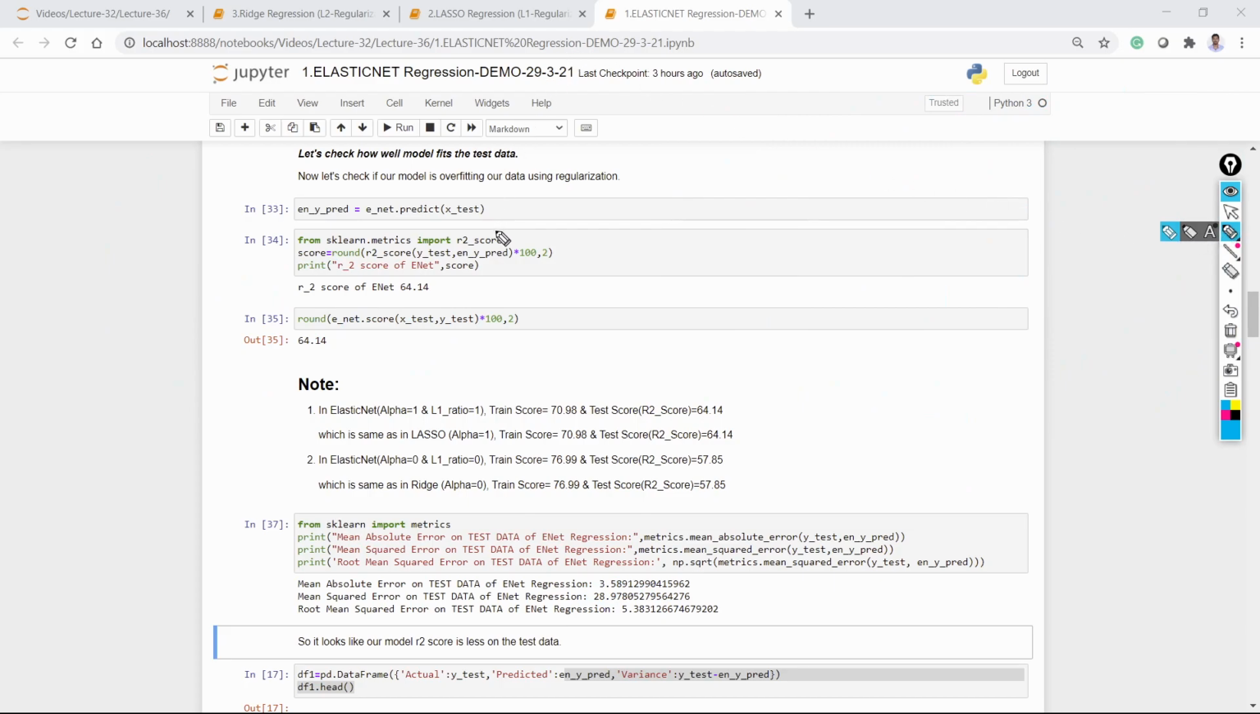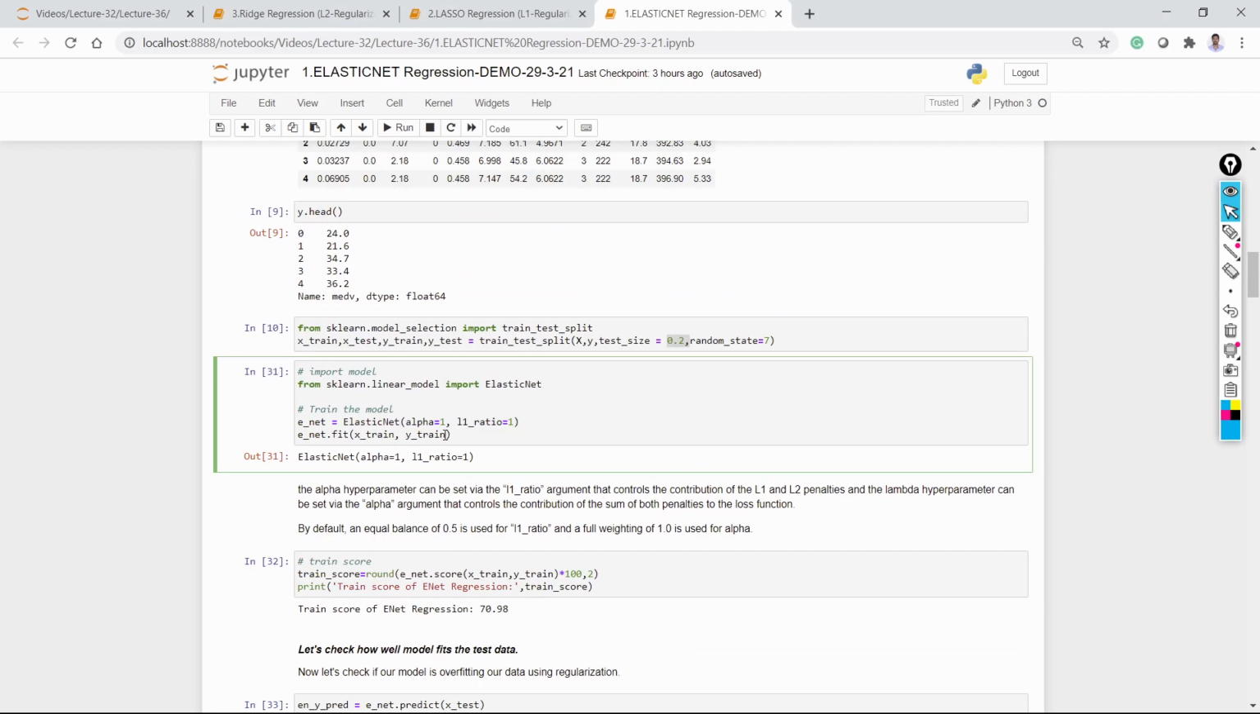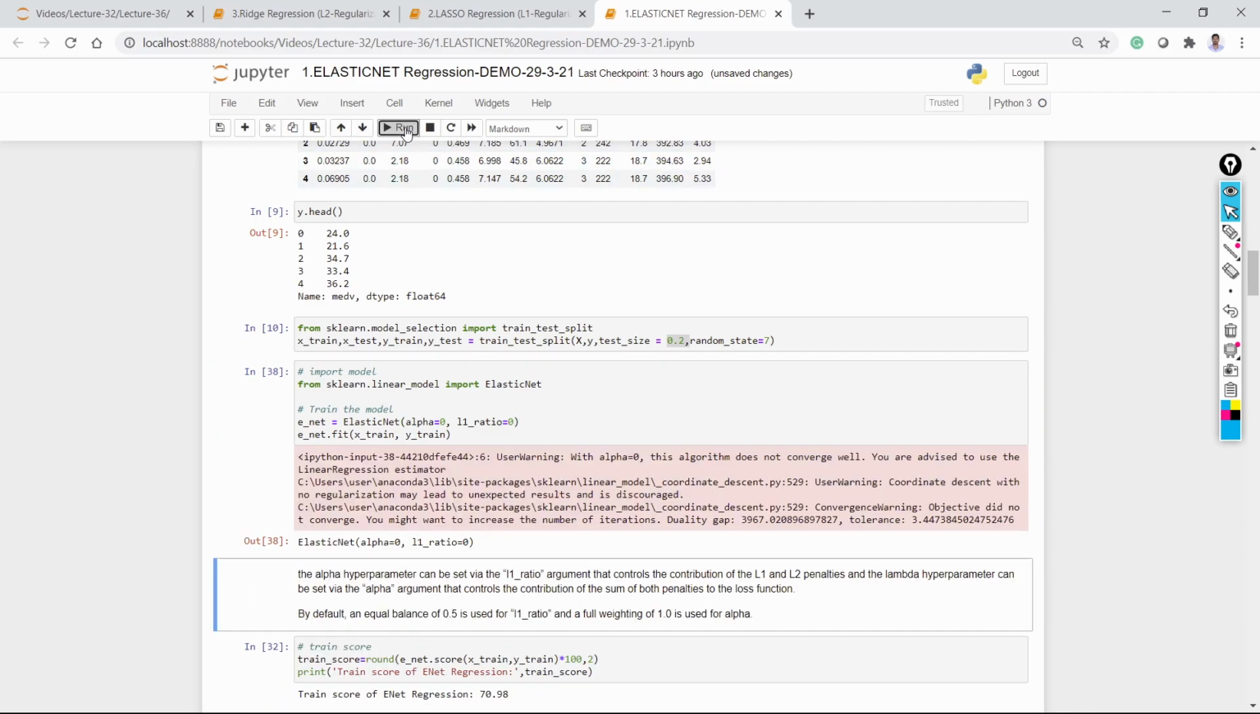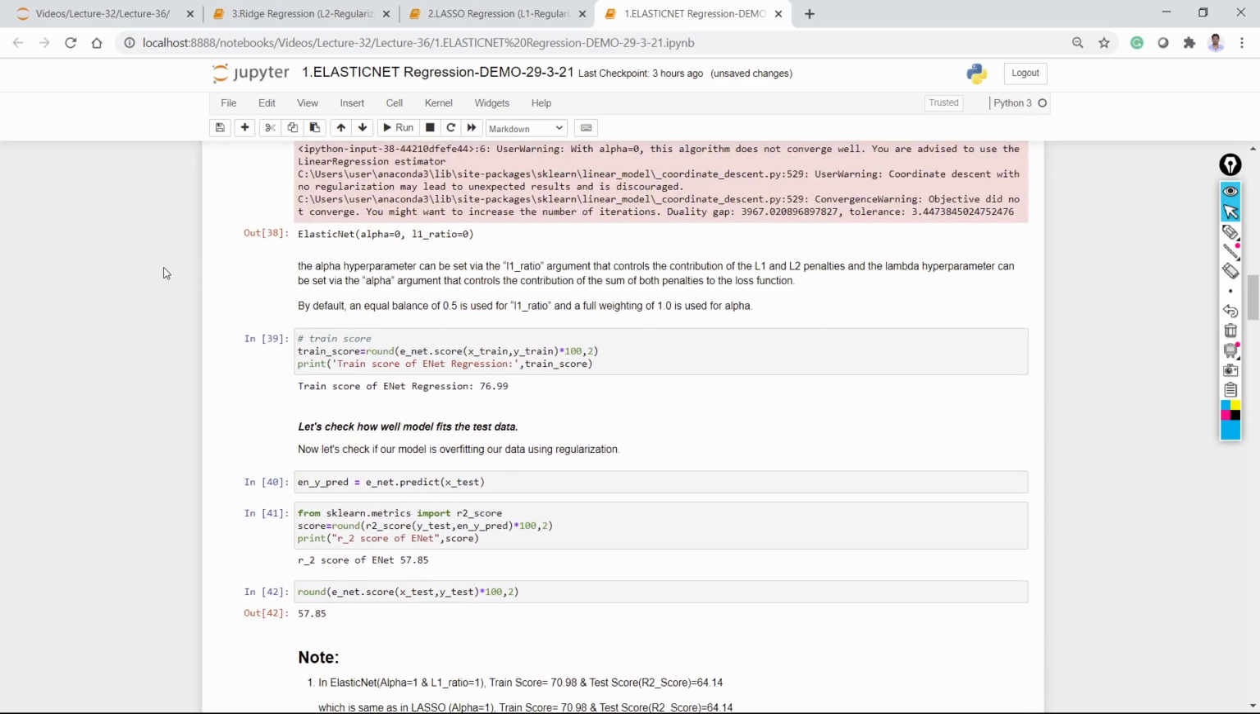Now in elastic net, in place of 1, I put the alpha value 0 and L1 ratio will be 0. So let's see what is the result. E net at alpha is equal to 0 and L1 ratio is equal to 0.